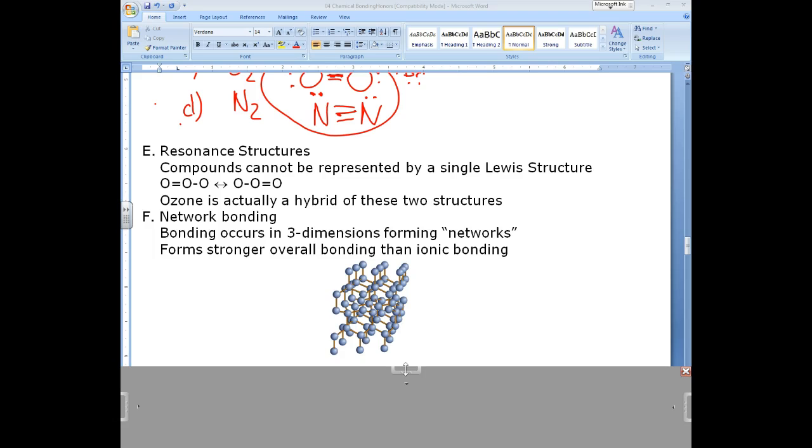Diamonds are network solids. I always thought it's kind of weird that your pencil lead and a diamond are made up of exactly the same thing. Exactly the same thing. It's just the way that they're bonded that gives it the difference.